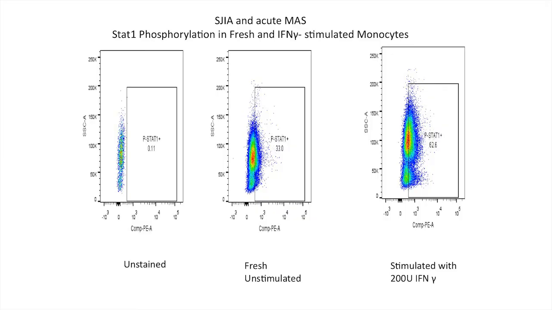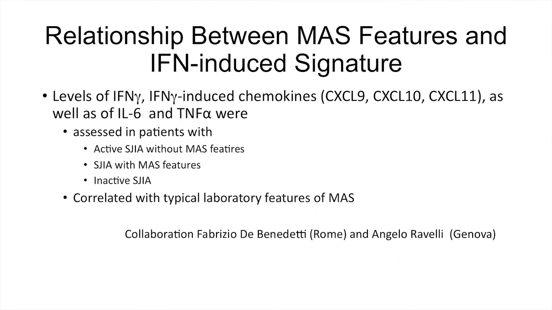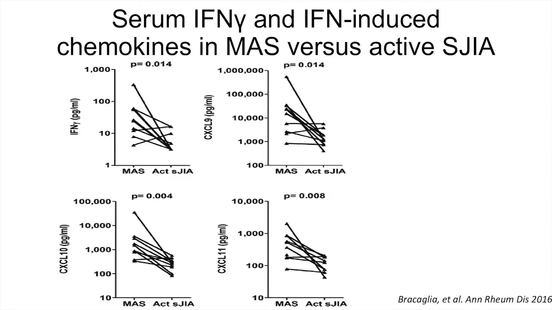In fact, when we start seeing emergence of some clinical features of MAS, we start seeing phosphorylated STAT1 in monocytes, freshly isolated monocytes in these patients. To explore this phenomenon a little bit better, in collaboration with Fabrizio De Benedetti and Angelo Ravelli, we looked at the relationship between MAS features and interferon-induced signature. And we assessed levels of interferon-gamma itself, as well as interferon-gamma-induced chemokines, as well as other cytokines in patients with active systemic JIA without MAS features, SJIA with MAS features, and patients with inactive SJIA. And those levels were correlated with typical laboratory features of MAS. Just a few examples from this study.